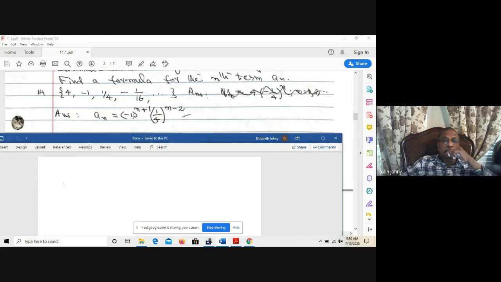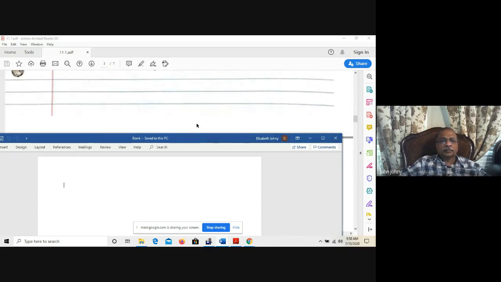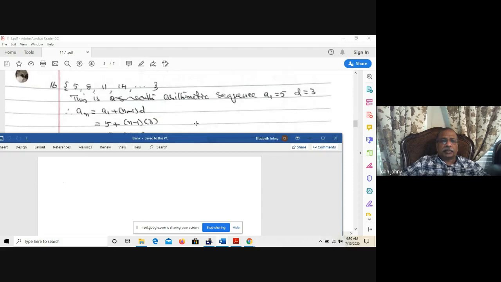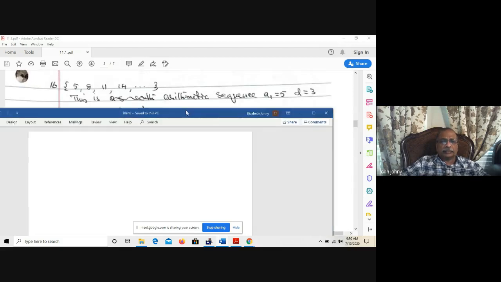n is equal to 1, this is positive. n is equal to 2, this is 2 plus 1, that is 3. So it is going to be negative 1 and so on. So that's it. Then number 16.